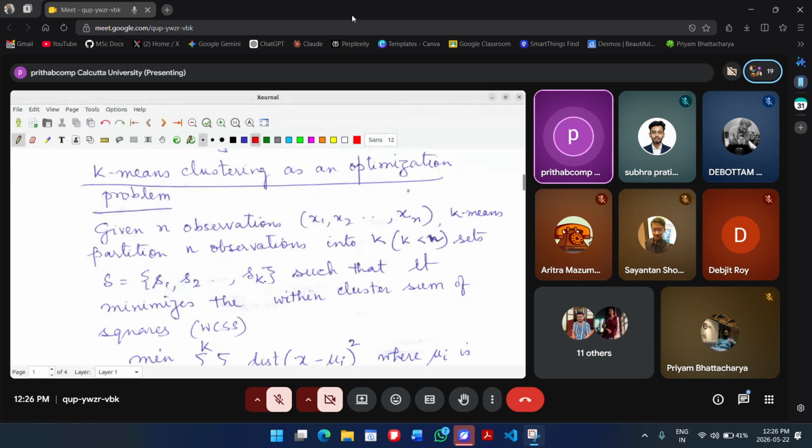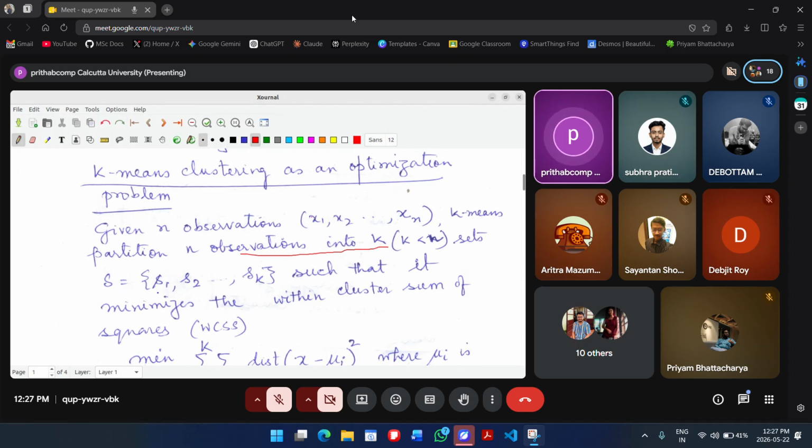K-means clustering can be thought of as an optimization problem. What we are trying to optimize is the sum of the distances of the points that belong to a cluster to its cluster mean. We are trying to minimize the sum of all these distances. More formally, given n observations x1 to xn, k-means partitions the n observations into k sets.